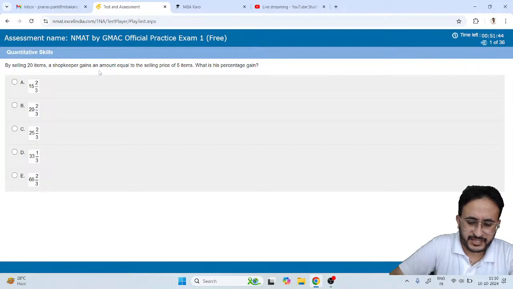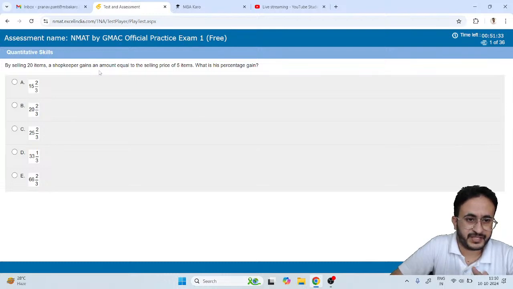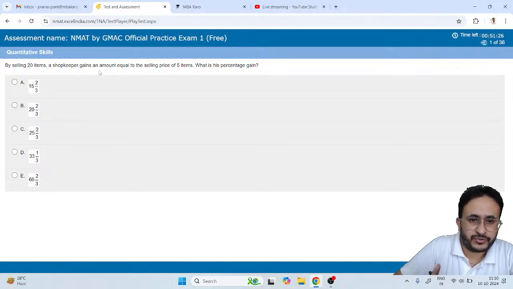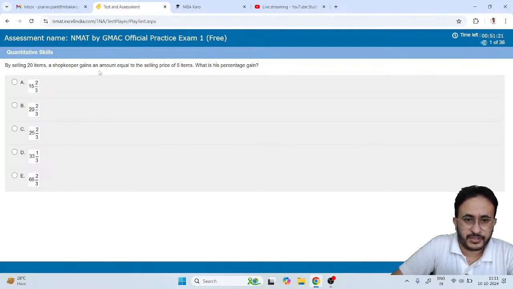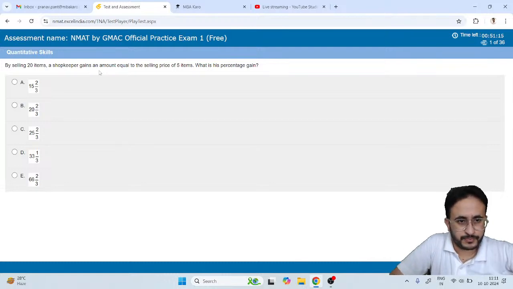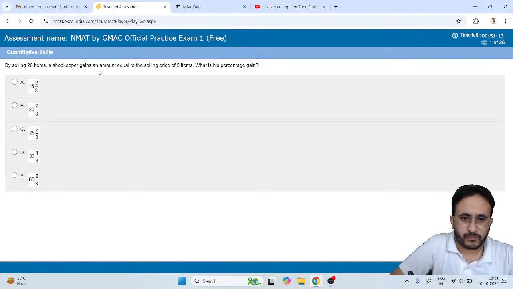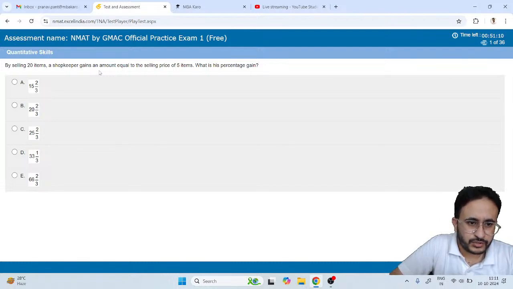So let us say the cost price is 1 rupee. So he gets the profit of the selling price of 5 items. If he's selling 20 items, his cost will be 20 and his profit will be equal to the selling price of 5 items. So cost price is 20. If he sells the items, he should get... 25 is not an option here.